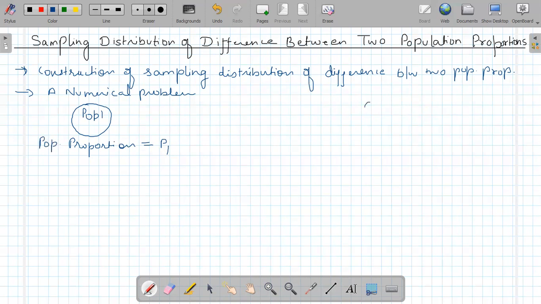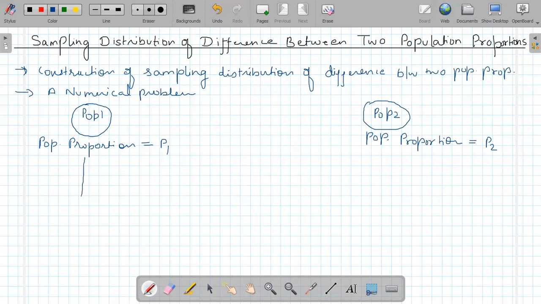And we have here second population and population proportion of that particular characteristic is denoted by P2. Proportion means percentage, okay, or a number you can say.